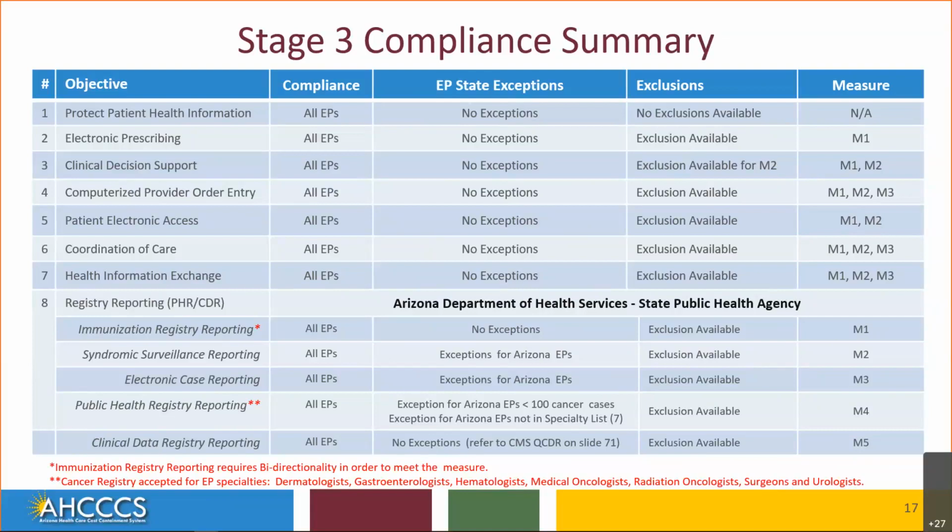Keep in mind for the immunization registry reporting, it requires bidirectionality in order to meet the measure. And then when it comes to public health registry reporting, the state of Arizona does have a cancer registry, and the registry accepts EPs submitting data if their specialty is as listed at the bottom. So there's only a select range of specialties that the cancer registry allows those providers to submit data to.